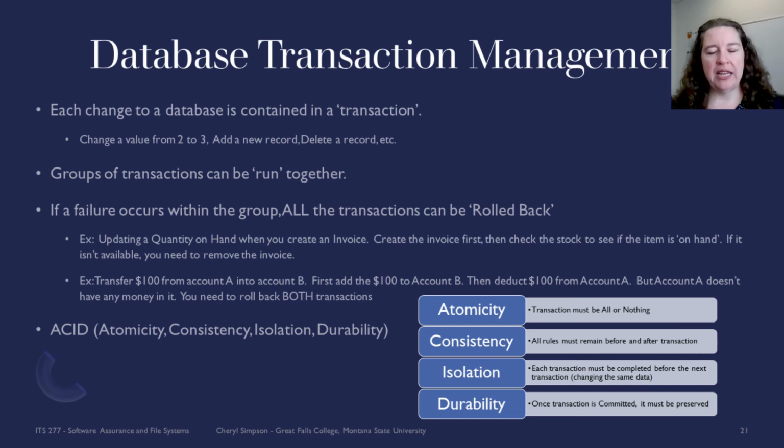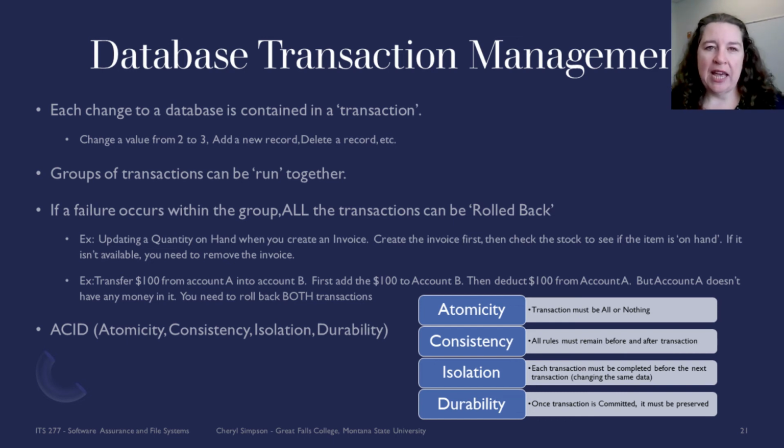Every transaction is separate. So if I want to change the value in database A to be 4, that is one transaction. If I want to take something from one database and give it, or one record and give it to another, that would be 2 transactions, removing from the first and giving to the second. 2 transactions because there are 2 different pieces of information that need to be changed.